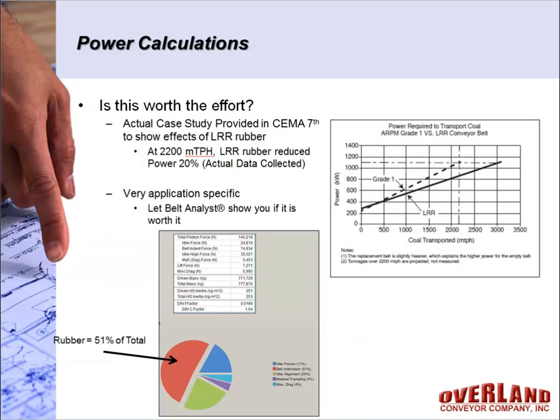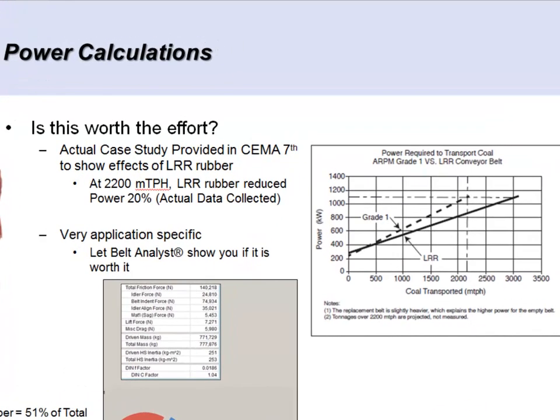You might be asking yourself, is this all worth the effort? Well, in CEMA7, one of the belt manufacturers actually published a case study where they had a long flat conveyor with an RMA grade 1 rubber on it, and measured the actual power requirements on that conveyor fully loaded, at 2,200 tons per hour.